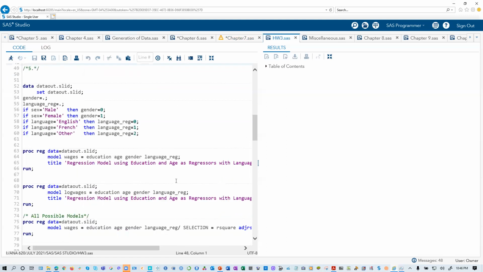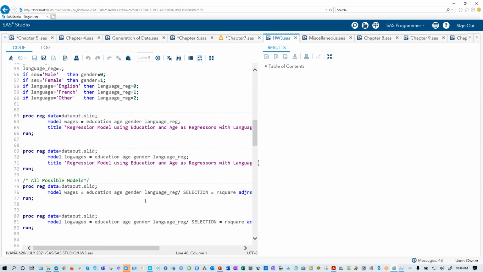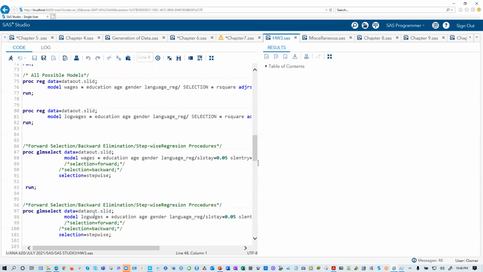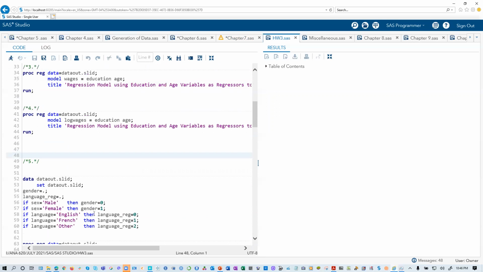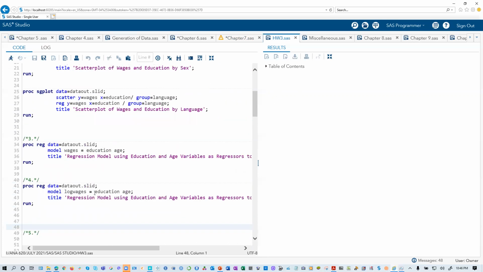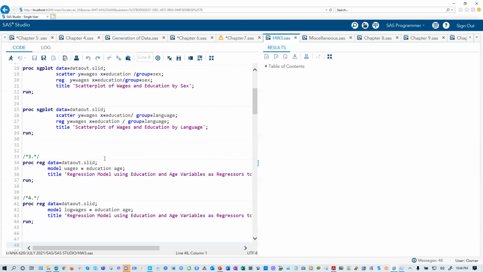If you want to go with the language reg. And later on, I have to talk about some selection procedures too, to get the best model, which we're going to talk about later on. But since this homework is due by this coming Sunday, we were supposed to cover up to chapter 8, in which we're going to talk about the selection procedures.